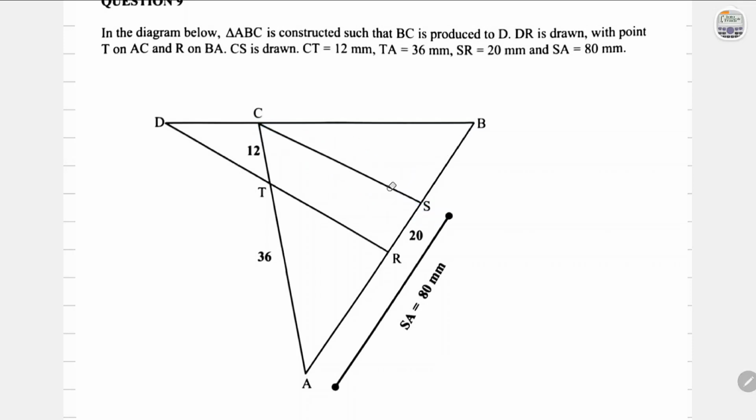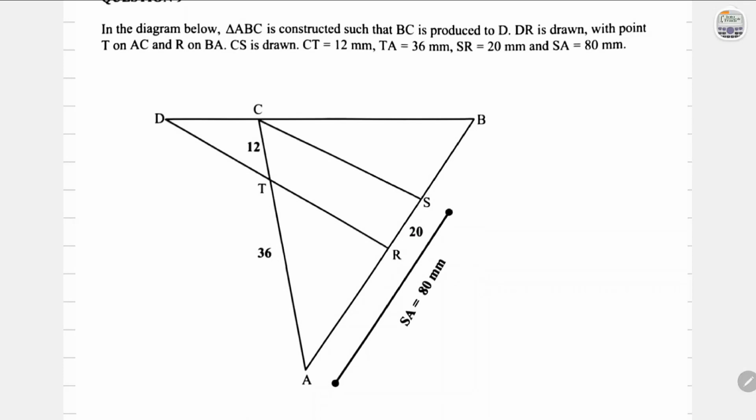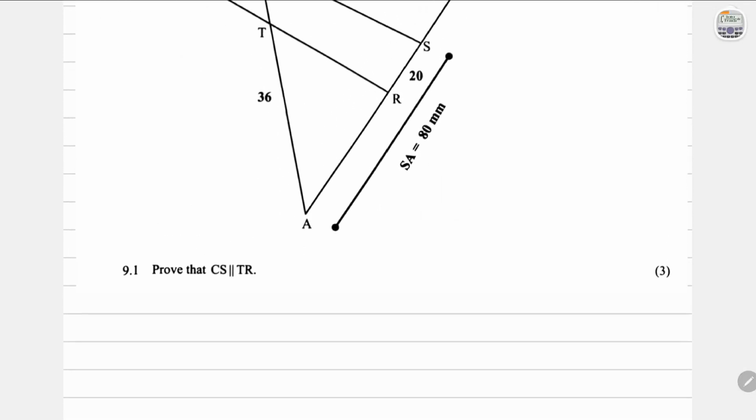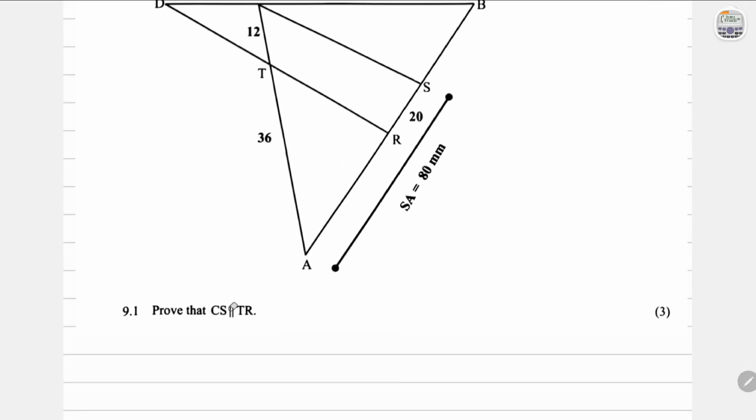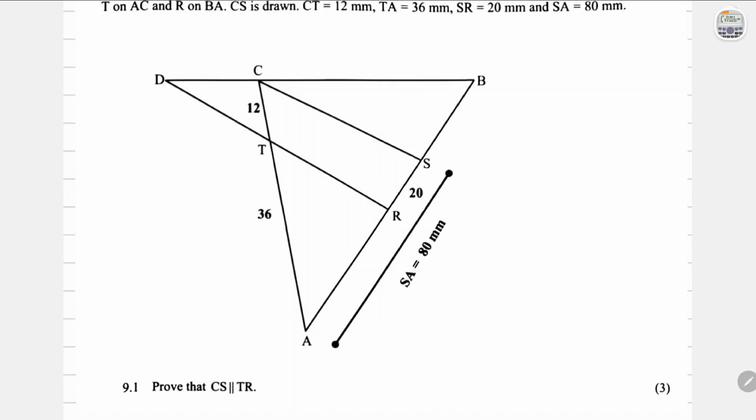We have a triangle. And then they tell us that CT is 12 millimeters. TA, as you can see, is 36 millimeters. SR, on the other hand, is 20. So that little thing is 20 millimeters. And then SA is 80 millimeters. The first question is to prove that CS is parallel to TR. So prove that CS is parallel to TR.